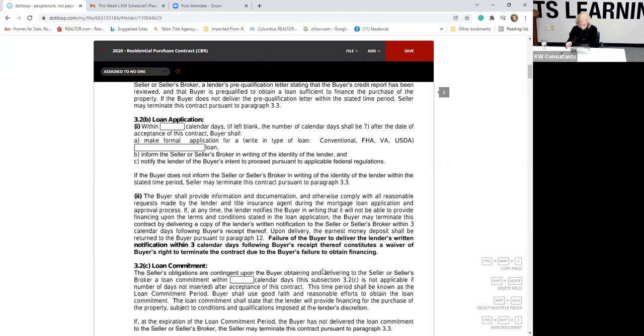Now, if the buyer does not inform the seller or seller's broker in writing of the identity of the lender within the stated time period, seller may terminate this contract pursuant to paragraph 3.3. So you want to tell your buyers, they have a backup contract, or they might have a backup contract. It's really important that you go over the timelines on the contract.